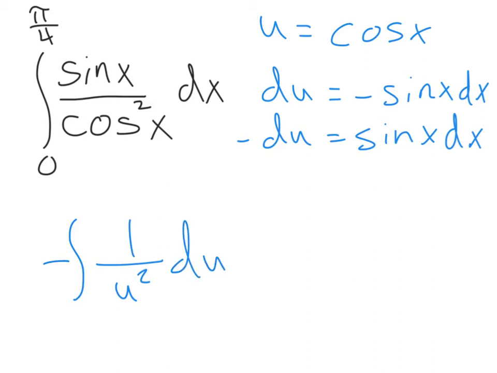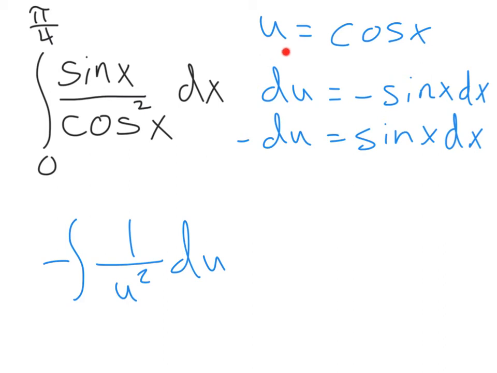Now before we change the bounds, let's make sure we have everything. Cosine squared becomes u squared, so we have u squared on the bottom. The sine x dx, remember we solved for that and we got minus du. So that minus we pulled out front, the du is right there. So we've accounted for all the pieces that were in our original problem, except for the bounds.